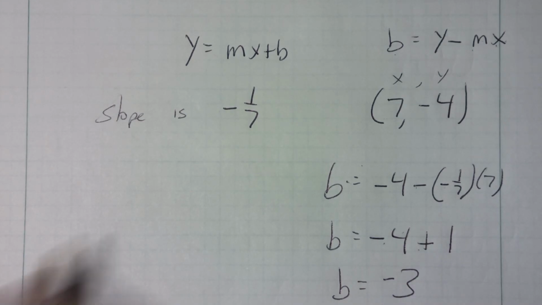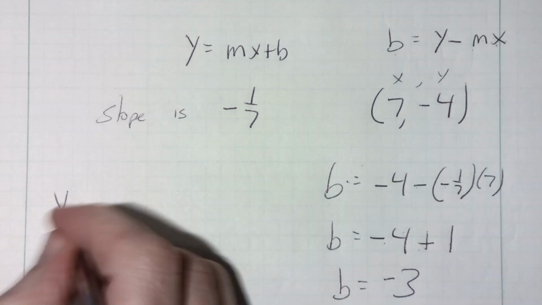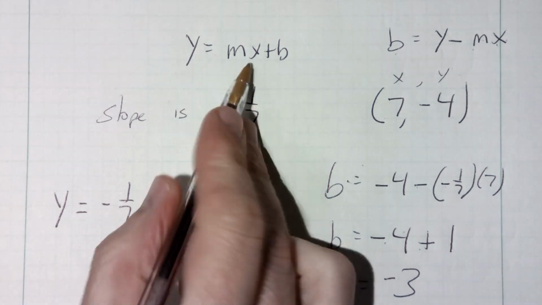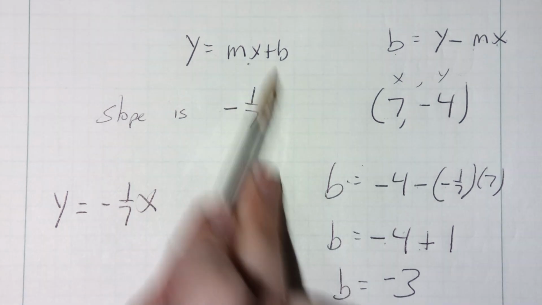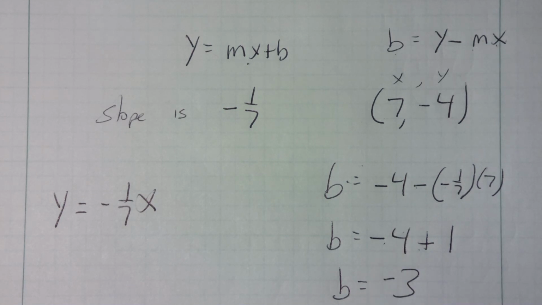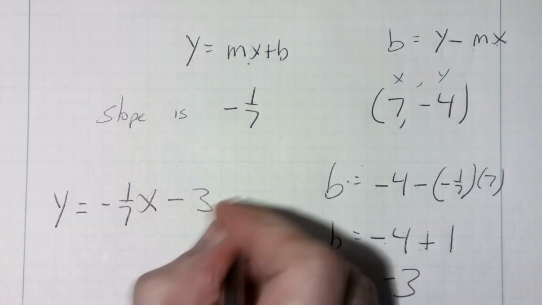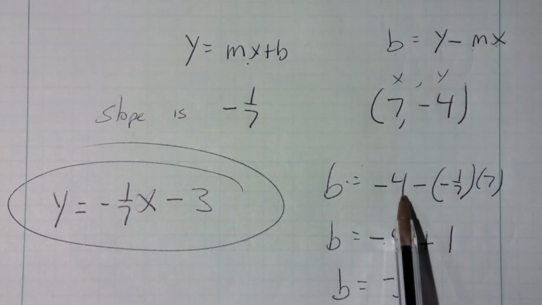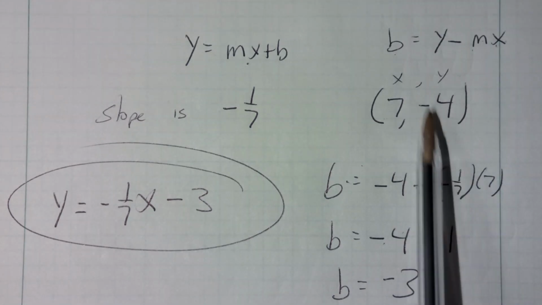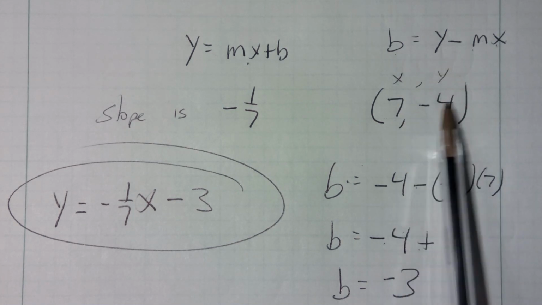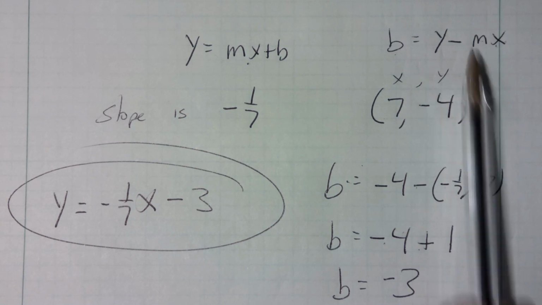So I can write my equation now. Y equals, what's my slope? Negative 1/7. Always times x. And then my b value, which I calculated over here, was negative 3, so it's minus 3. And we've written our equation. So the only difference now is that we might have to find our y-intercept by using this form of the formula, where I take the y value minus off the slope times the x value.